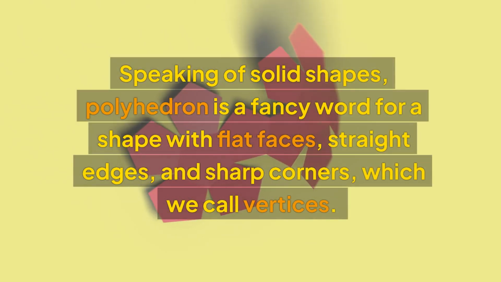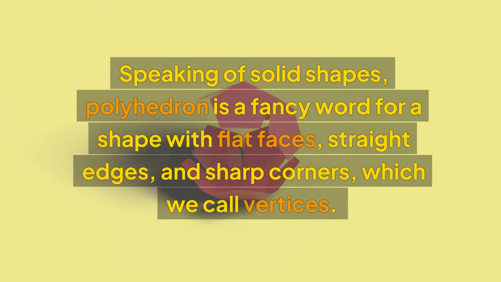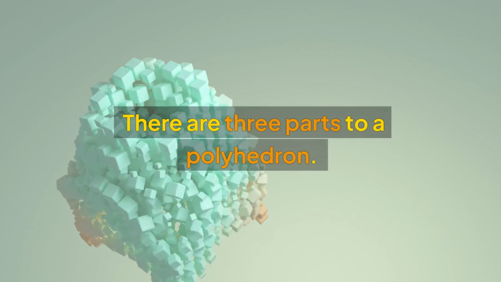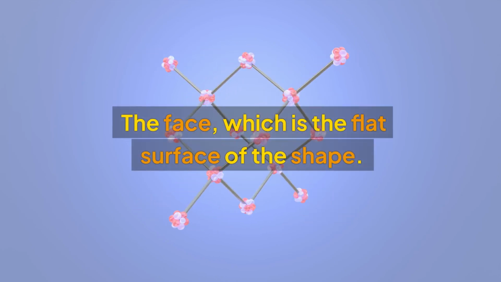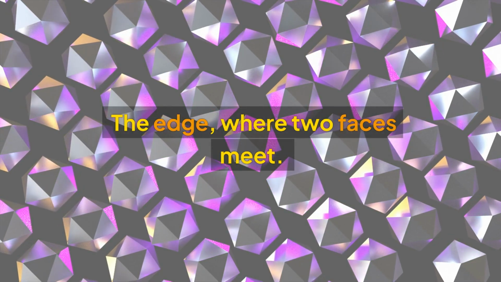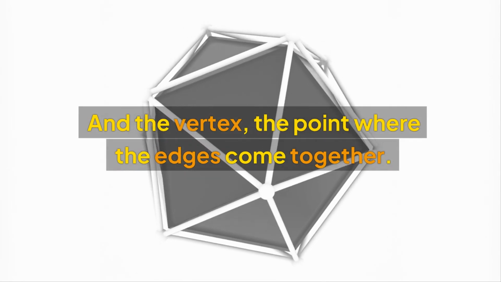Speaking of solid shapes, polyhedron is a fancy word for a shape with flat faces, straight edges, and sharp corners, which we call vertices. There are three parts to a polyhedron. The face, which is the flat surface of the shape. The edge, where two faces meet. And the vertex, the point where the edges come together.